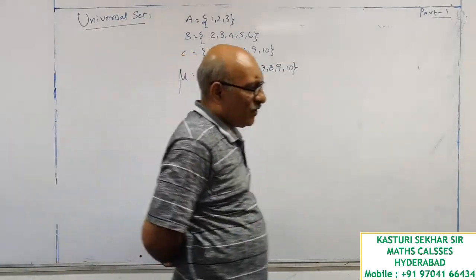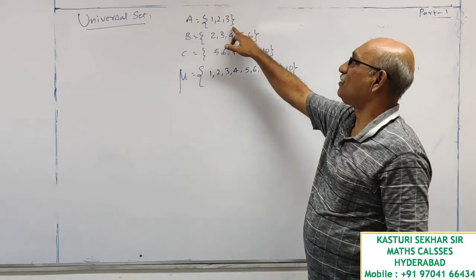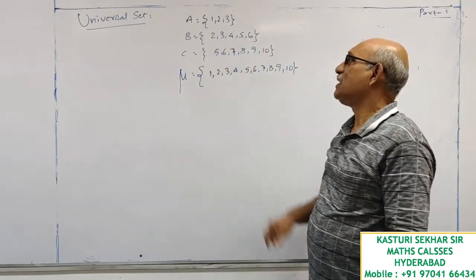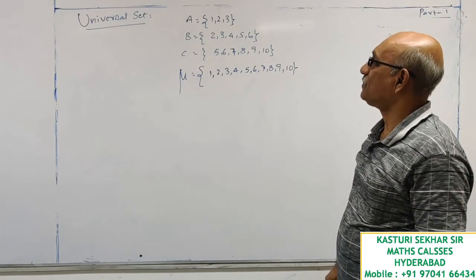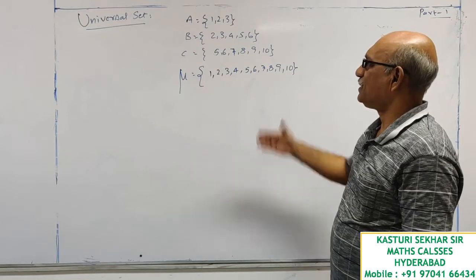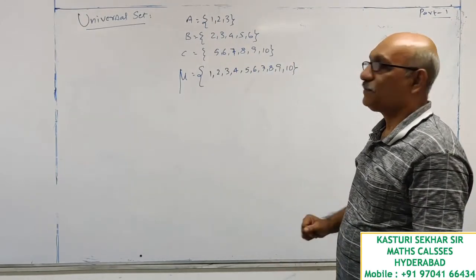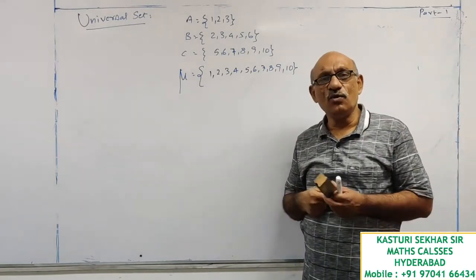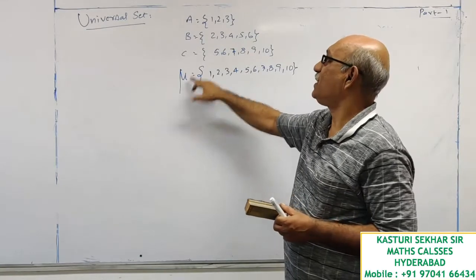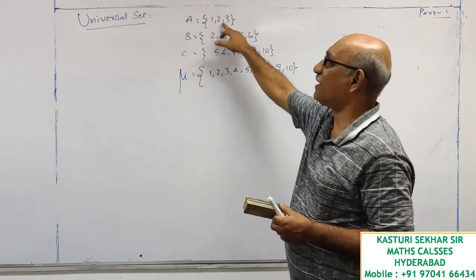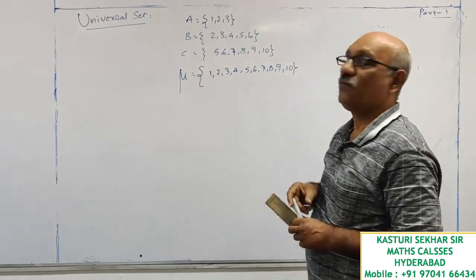To define universal set, let us consider an example. Set A is having 3 elements 1, 2, 3. Set B is having elements 2, 3, 4, 5, 6. It is having 5 elements. Then I have a set C in this manner 5, 6, 7, 8, 9, 10. Now I want to define a universal set. So a universal set is a set which contains the elements of all the given 3 sets in this context. This is called a universal set.